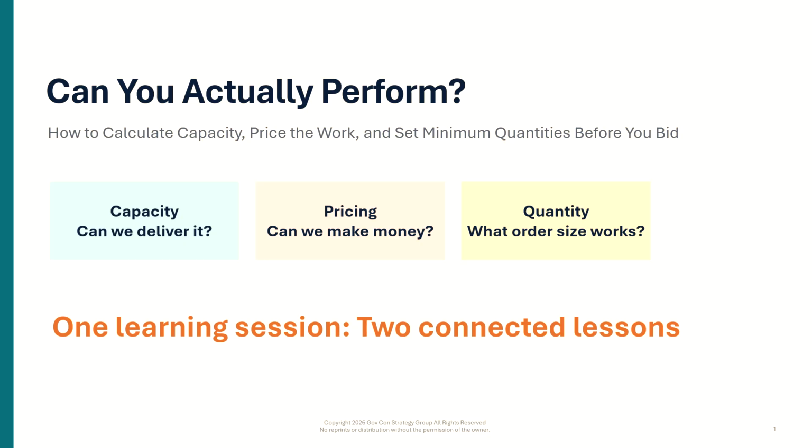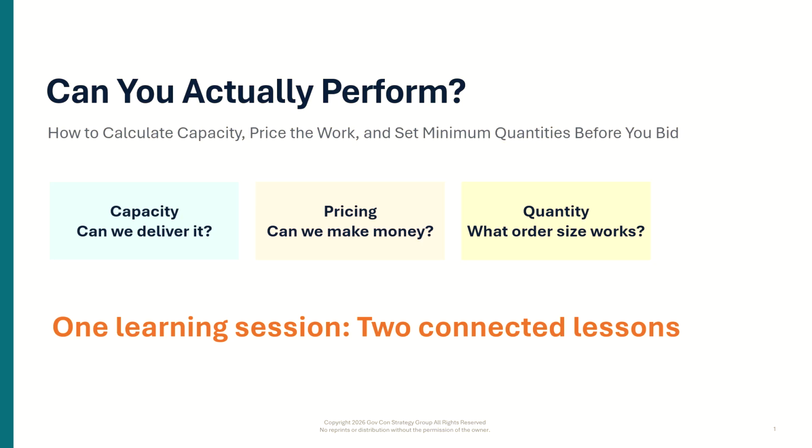Before you submit a bid, you need to answer three basic questions. First, can we deliver it? That is the capacity question. It asks whether your business has the people, equipment, inventory, systems, time, and cash flow to perform the work. Second, can we make money? That is the pricing question. It asks whether your price covers your true costs, includes operating expenses and salary, and leaves room for profit.